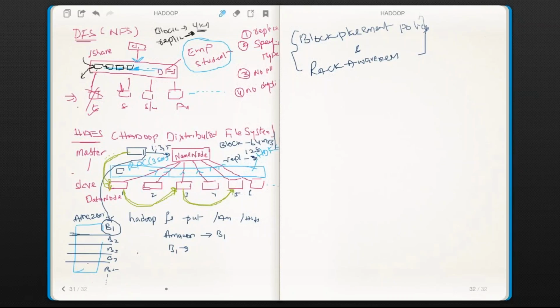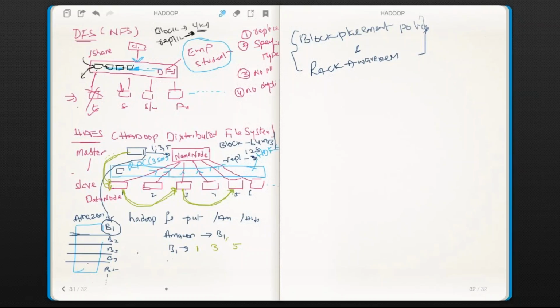Now block 1, because your network cannot send 64 MB at a time, will be sent in small packets of 64 KB. It sends first to data node 1, and data node 1 copies the same thing to data node 3. Data node 3 copies it to data node 5. It means block 1 is stored in machine 1, machine 3, machine 5.